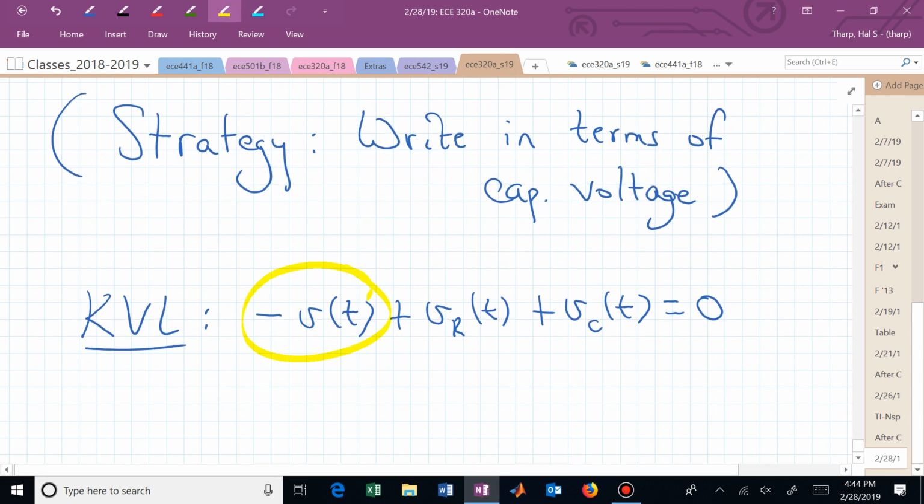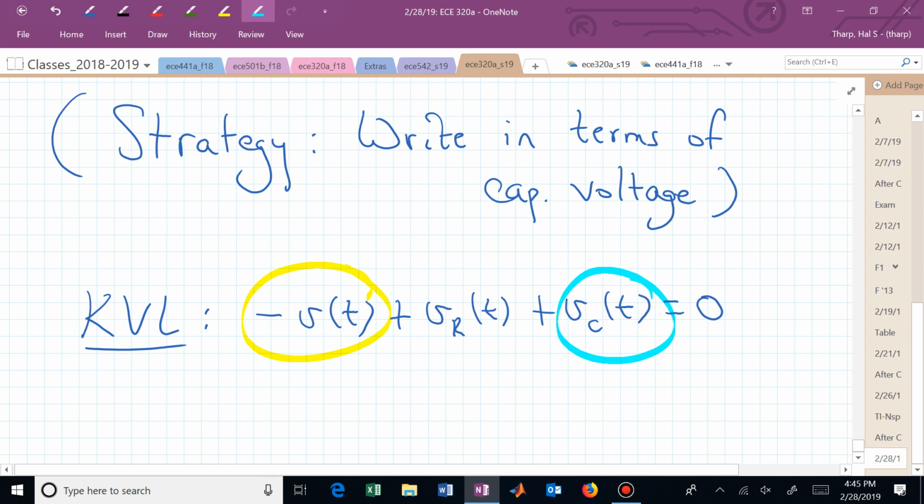This is a given. That somebody's going to have to hand us. That's the supplied voltage. We said we wanted to focus on writing everything in terms of V sub C and maybe its derivatives. Well, that's fixed. So that's good to go. Now we just need to focus on the voltage dropped across that resistor. Is there some way of expressing that in terms of the capacitor's voltage?